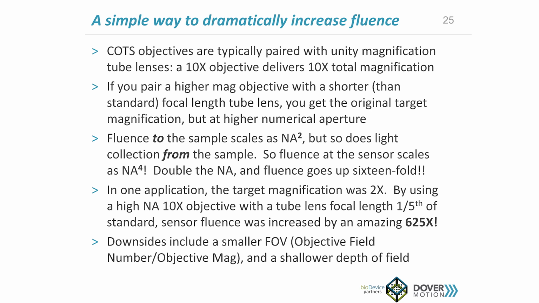In a recent application, we had a target magnification of 2x. However, by using a high NA 10x objective with a tube lens focal length 1/5 of the standard, we were able to increase the sensor fluence by over 500x, or 625x to be exact. However, it should be noted that the price you pay for this massive increase in fluence is a smaller depth of field and a smaller field of view.